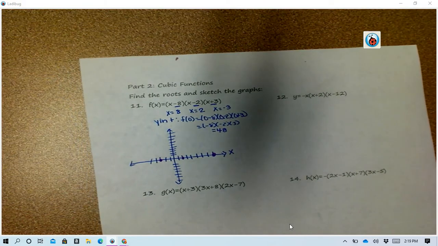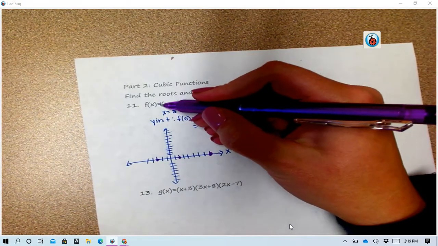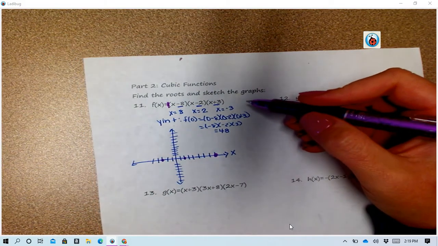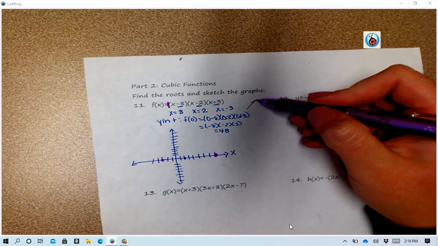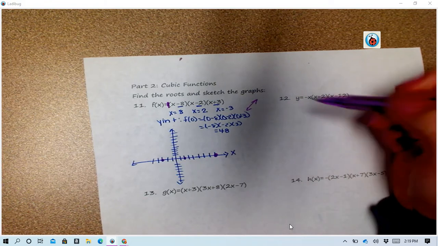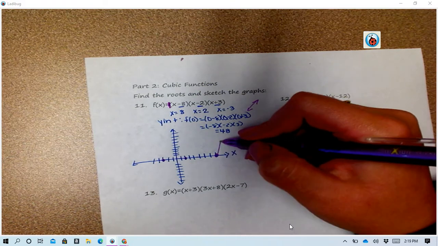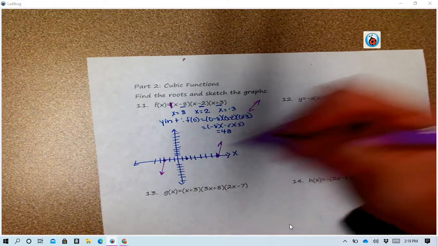Take a look at our end behavior. Well, this first number is a 1, which means our graph is going to look like this at the ends because it mimics that of a line. So I know at the end here, this would go up, and over here it would go down.